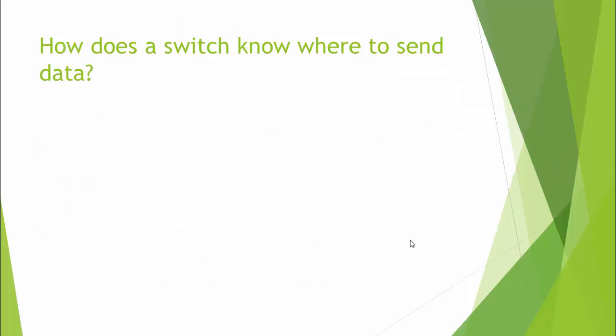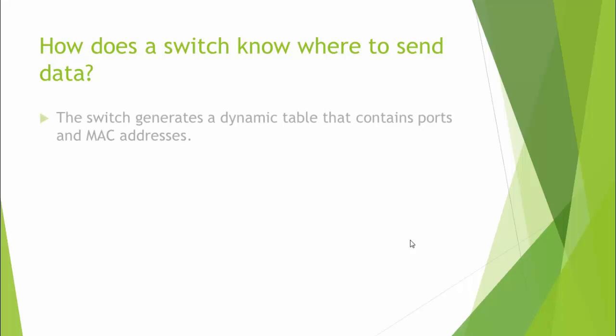Now, you could ask yourself, wait a sec, how does the switch know where to send the data? How does it know which computer is expecting this information? And the answer is that the switch looks at all the devices connected to the ports, and it retrieves a MAC address for each one of those devices, and it creates this dynamic table of MAC addresses.